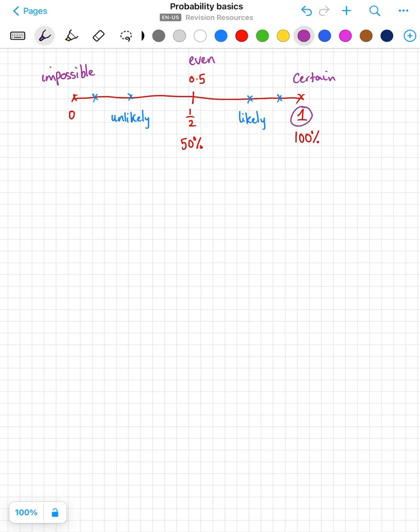So probability of events will always add to 1. So let's think the probability of flipping a fair coin, heads or tails. It is a 50-50 chance. 0.5 plus 0.5 will add to 1.